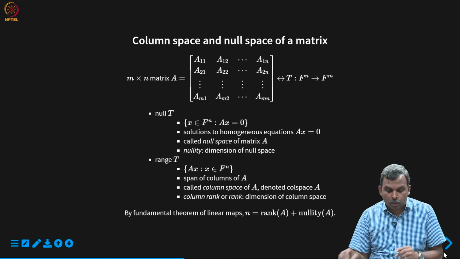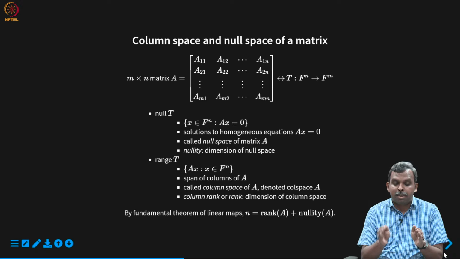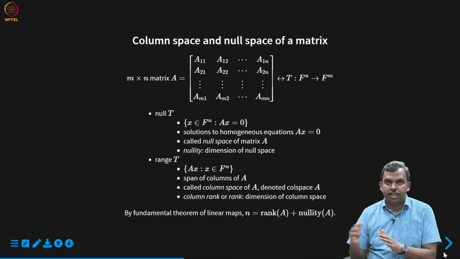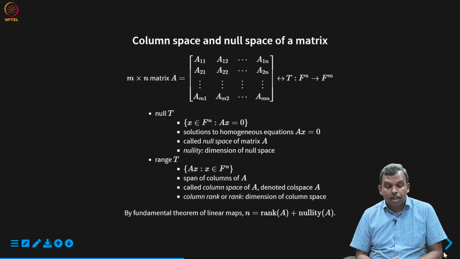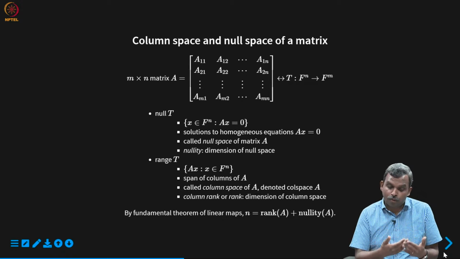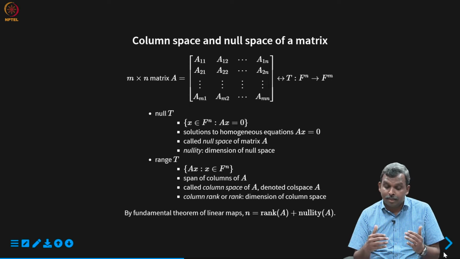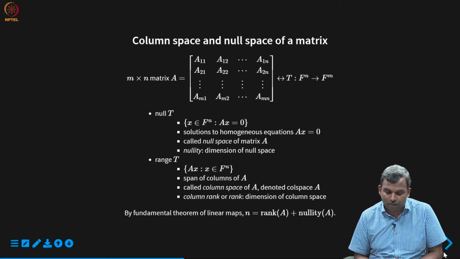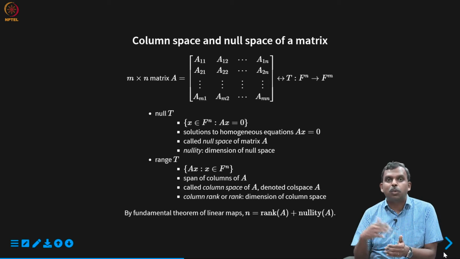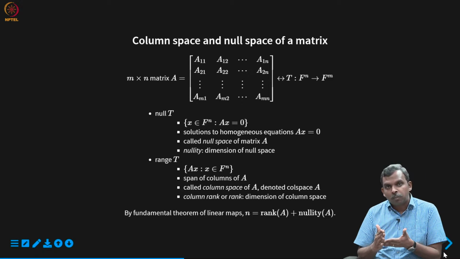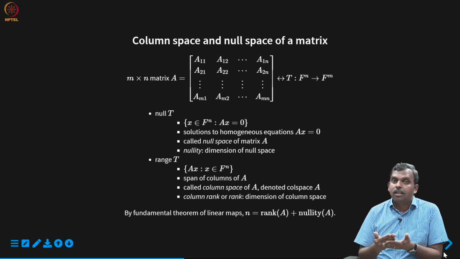Okay, so like I said, we are going to think of an M cross N matrix A as corresponding to a linear map T from Fn to Fm. And now I can define null, right? So null of T is nothing but the set of all vectors x in Fn such that Ax equals 0, right? Ax I know is the output corresponding to an input x. What is null? The set of all inputs that give you the output 0.